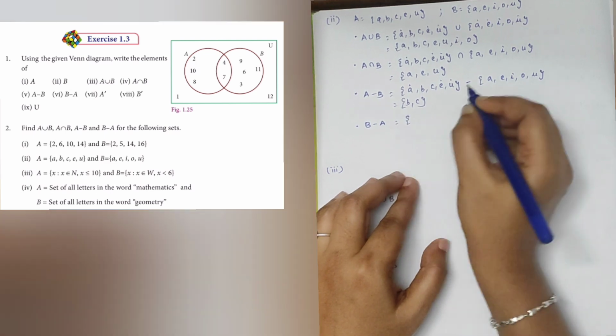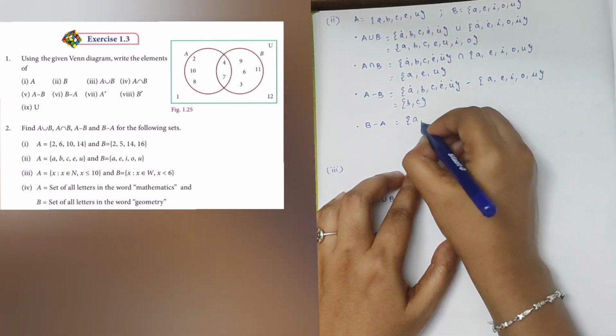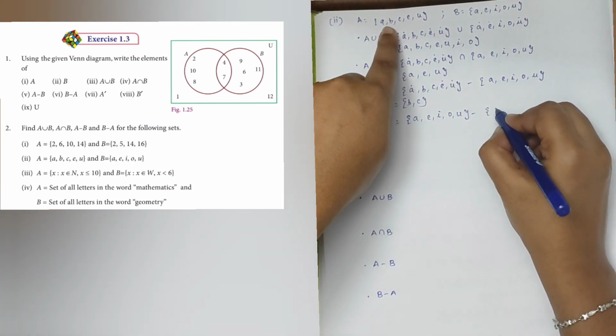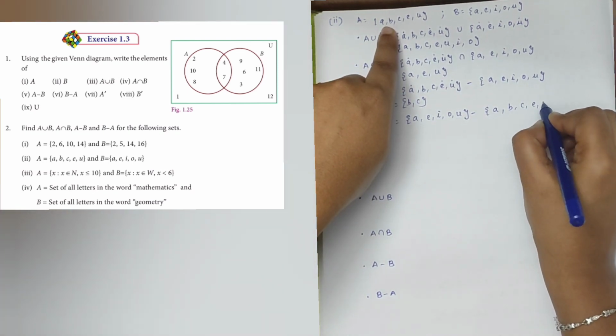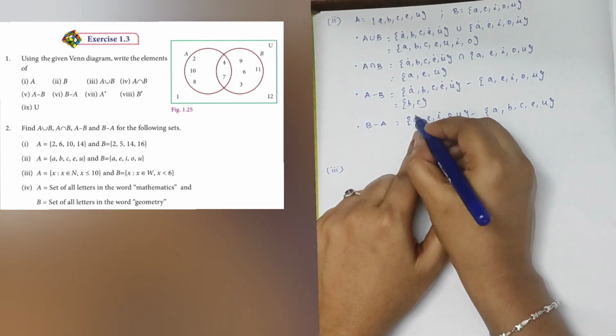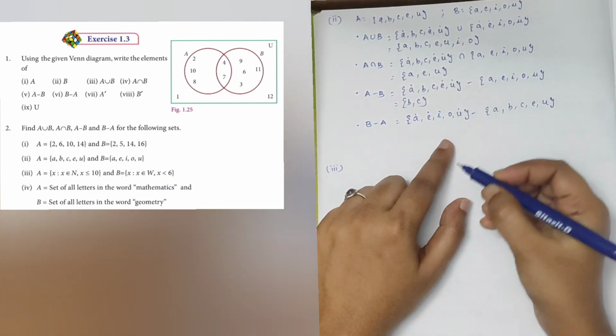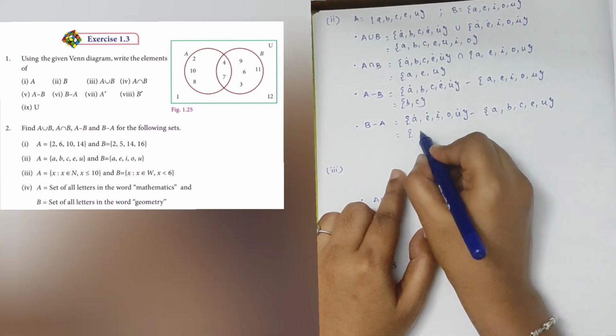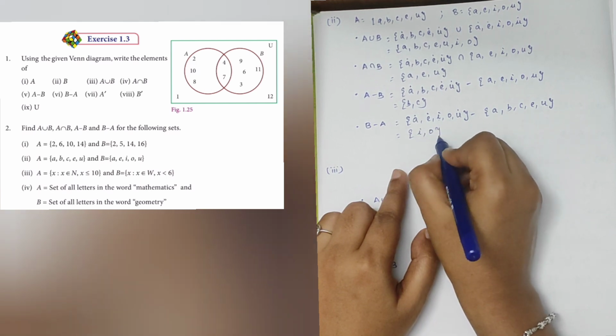Now list out the elements of set B, that is {A, E, I, O, U} minus A set, that is {A, B, C, E, U}. Mark the common elements, that is A, E, U. Now list out the uncommon elements, that is I and O from the B set. So the answer is I, O.